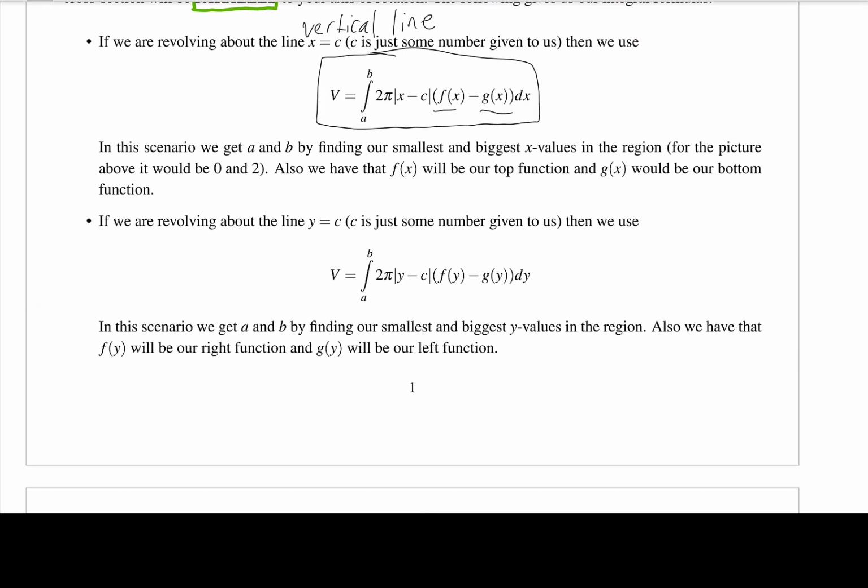Similarly, if we're revolving about a line that's y equals c, so if we're revolving about a horizontal line, then we would have basically the exact same formula, except now a and b are found by giving our smallest and biggest y values in the region. This absolute value y minus c is going to work very similar to our absolute value x minus c. And then f of y minus g of y, that would be our right function minus our left function.